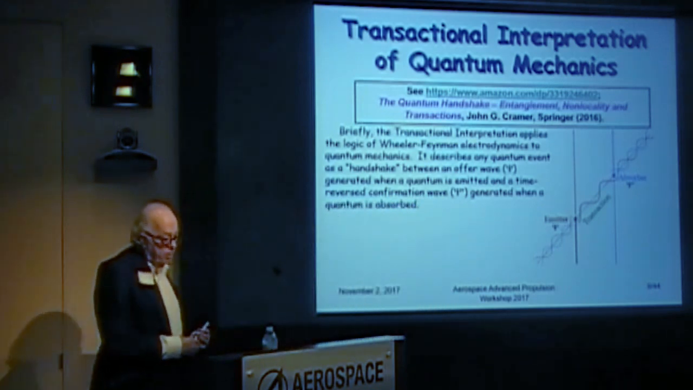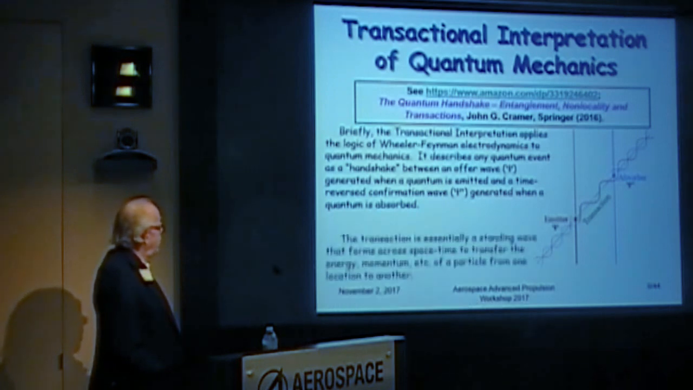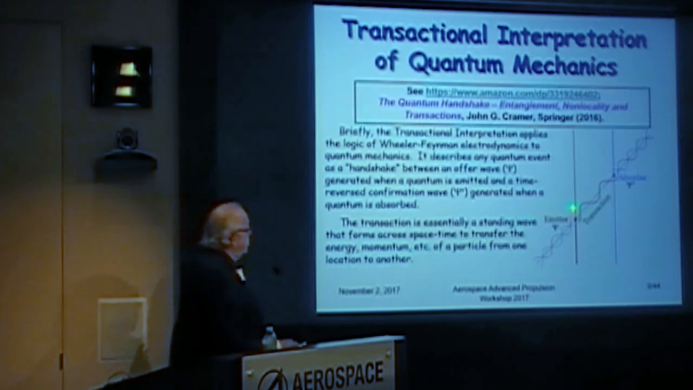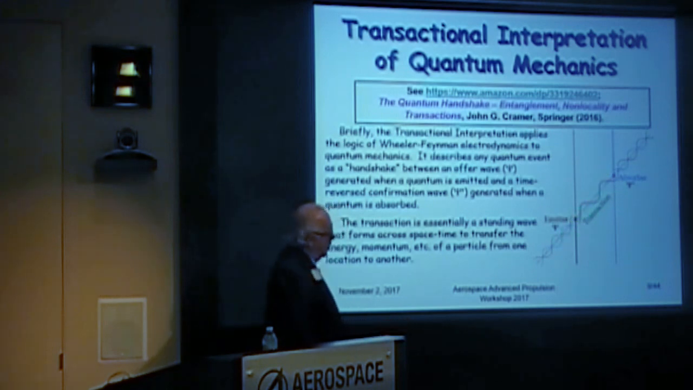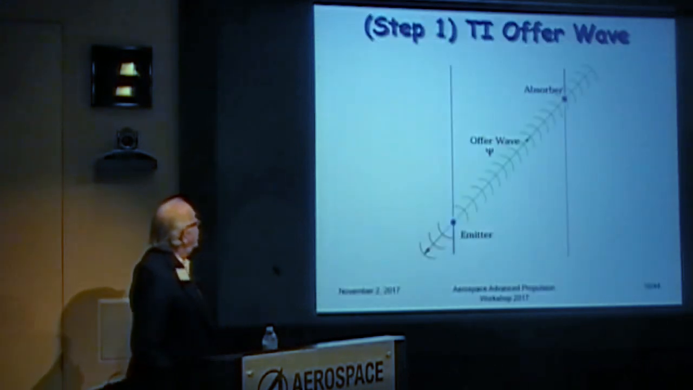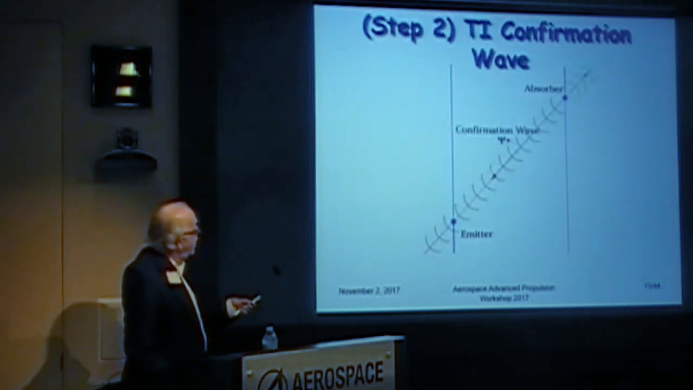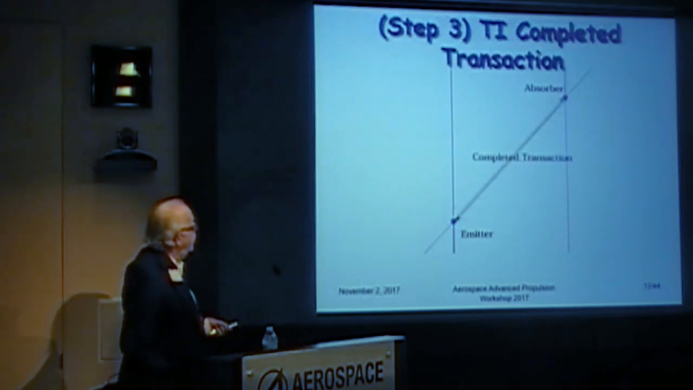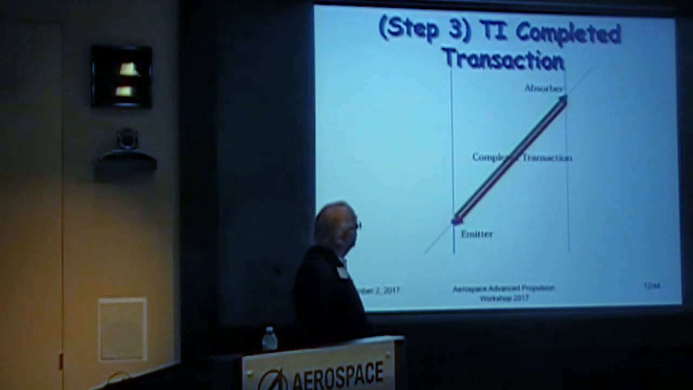Now, I don't have time to go into great detail about the process, but I'll say a few things about it, and you can read further if you want. I'll give you a reference at the end. The transaction is essentially a standing wave that forms in space-time, transferring energy, momentum, and so forth from one particle at one location to another. Here is a three-step process. The emitter sends out an offer wave, which goes into the future. The absorber over here responds to the offer wave by sending a confirmation wave back to the emitter. And these are the first two steps of a multi-step process in which a transaction builds up, going back and forth until the process goes to completion.